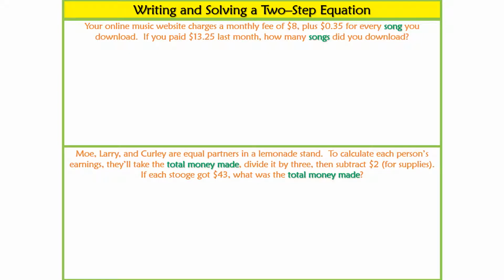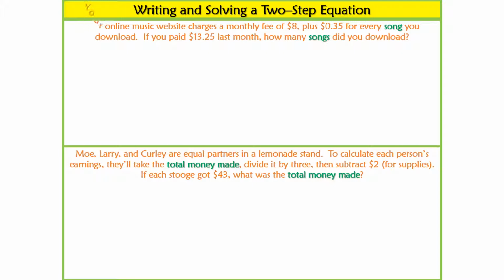We're going to look at a couple of practical problems, set up some equations, and then use those equations to find the solutions. So let's look at the first one. Your online music website charges a monthly fee of $8 plus 35 cents for every song that you download. If you paid $13.25 last month, how many songs did you download?